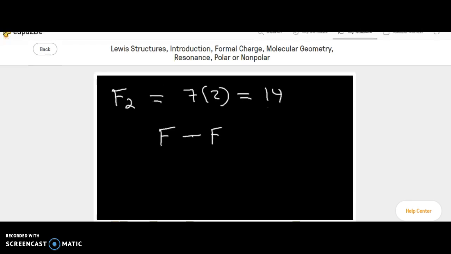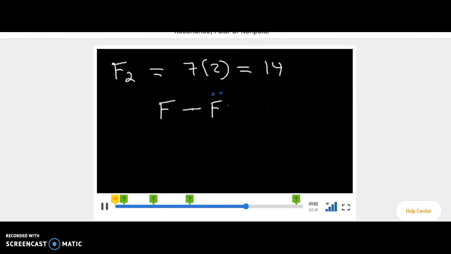Now, fluorine has 1 bond, so it's going to have 3 lone pairs, so that each fluorine atom has 8 electrons around its side. So this is 2, 4, 6, 8 electrons. Every bond equates to 2 electrons. So each fluorine atom has 8 electrons around it, but 2 electrons are shared, so the total is 14. This is 2, 4, 6, 8, 10, 12, and you can see the 14.